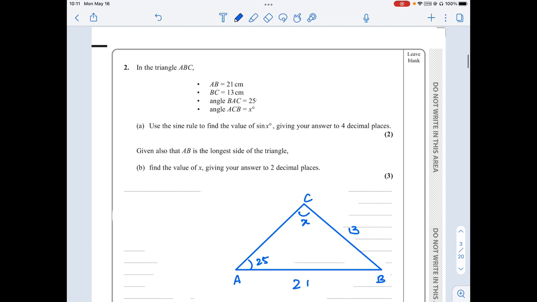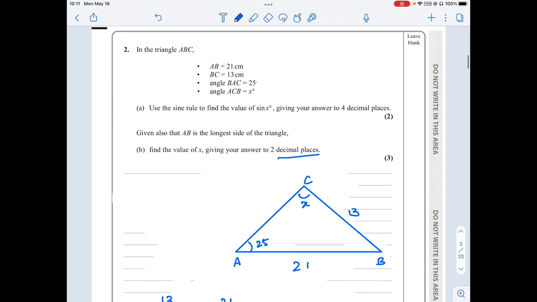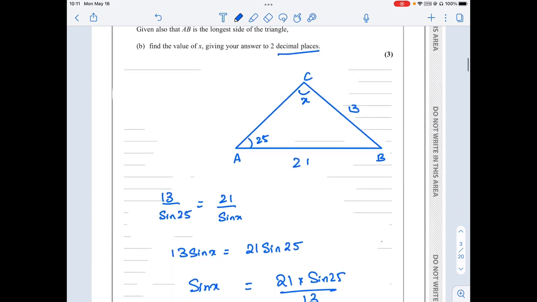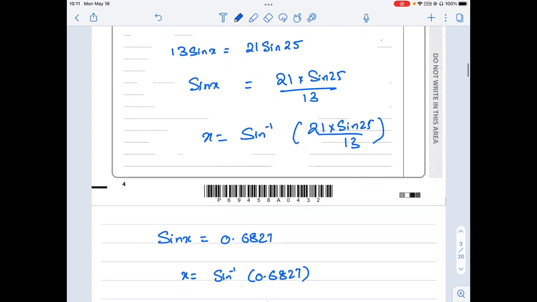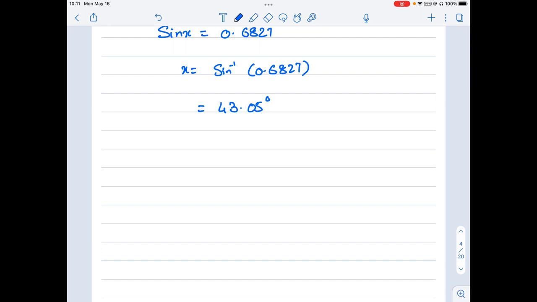Is he asking in 2 decimal places? Angle x in 2 decimal places, and sin x in 4 decimal places. Therefore, we have done that one. Given that AB is also the longest side of the triangle, find the value of x in 2 decimal places. Now, because we know that AB is going to be the longest side, angle ACB has to be an obtuse angle. So this is an acute angle. So therefore, this is not going to be the value of x.